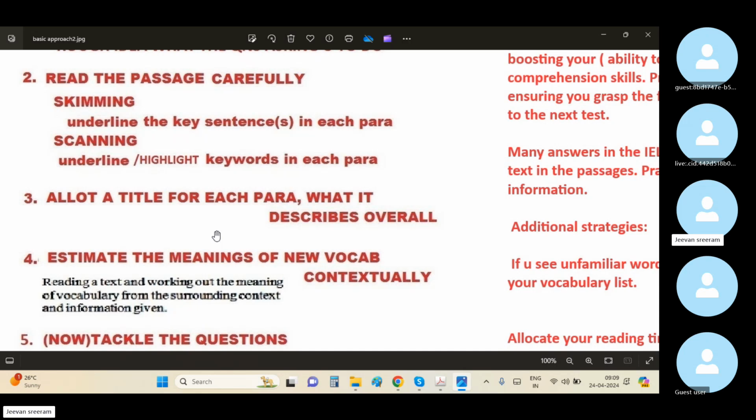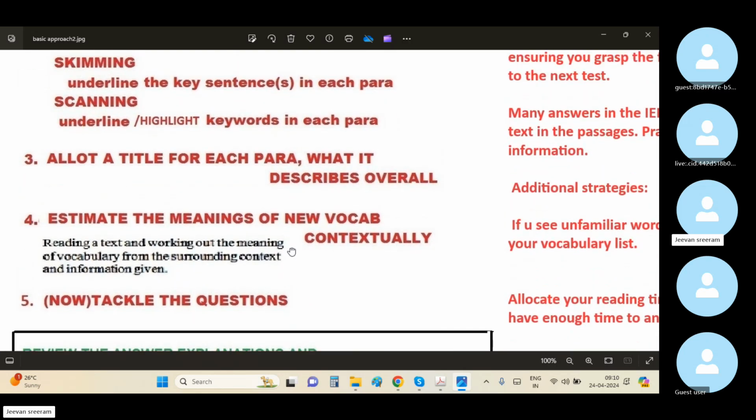So you should be able to estimate the meaning of new vocabulary, whatever you come across, based on its form and also based on the surrounding information, based on the context. Reading a text and working out the meaning of the vocabulary from the surrounding context and information. As you read through the text, you should be able to estimate the meaning of new vocabulary based on surrounding context and information, and also its form. Okay, it requires some practice, right?